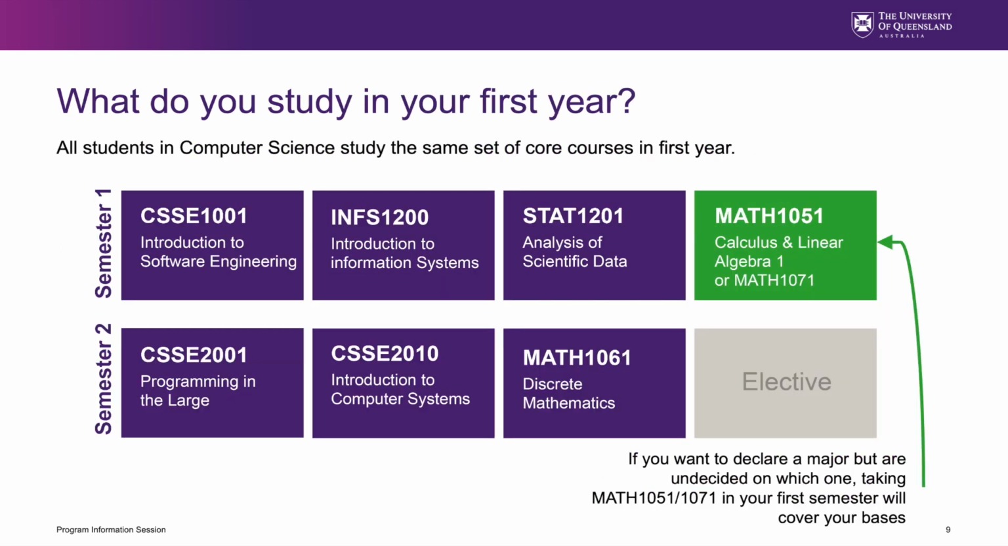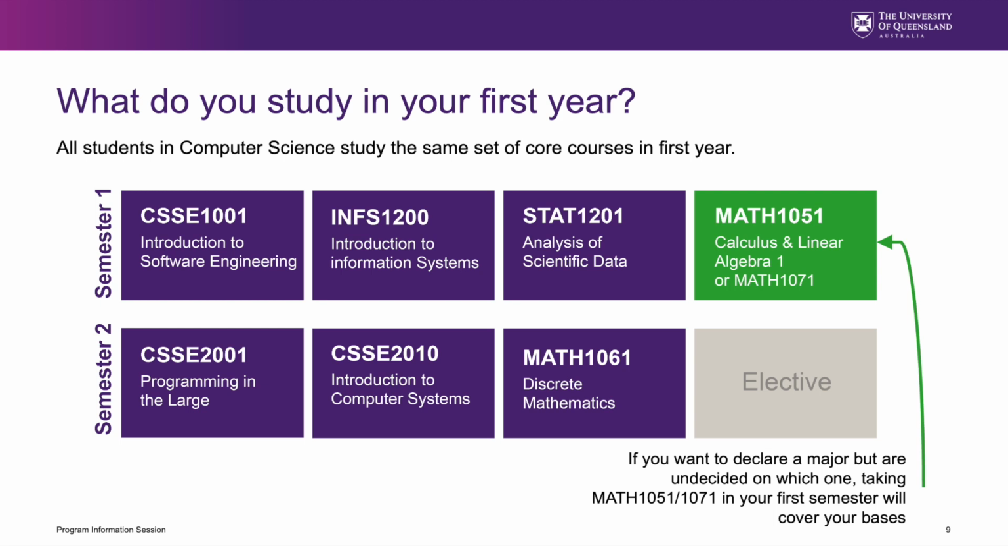So what should you study in your first year? All students in computer science study the same set of core courses in the first year, and that's the courses shown here in semester 1 and 2. If you're not sure which major you're interested in doing, taking Math 1051 or Math 1071 in your first semester will make sure you cover all possible major options.